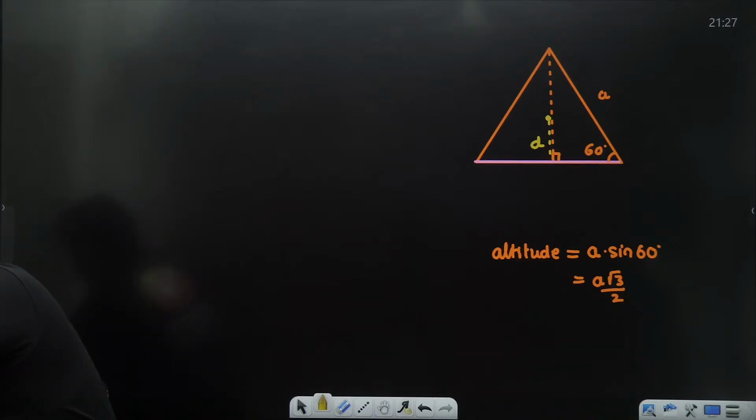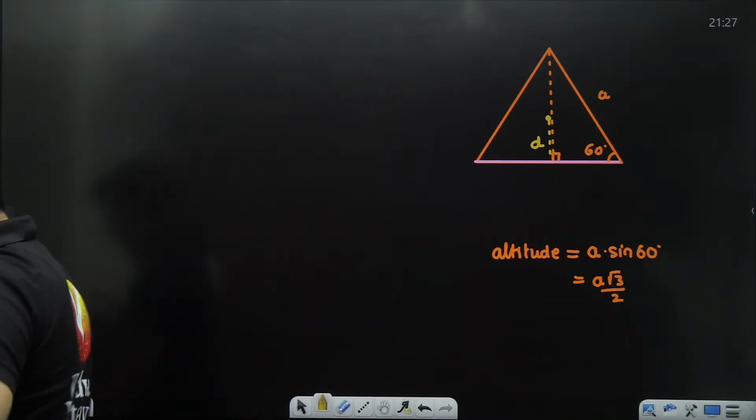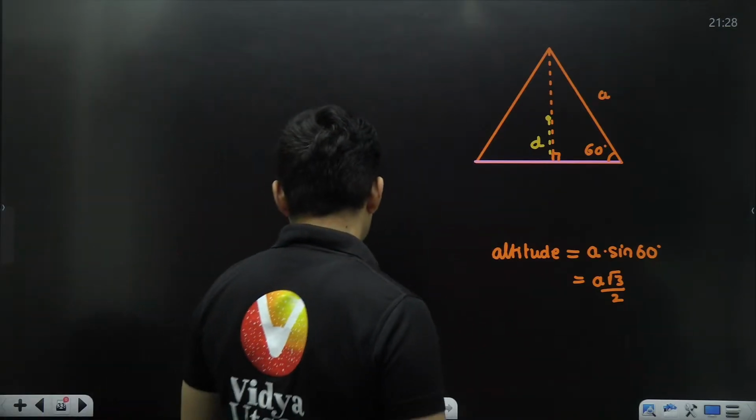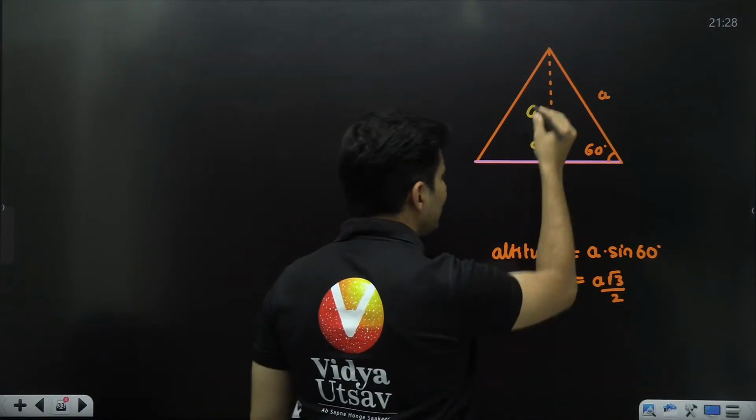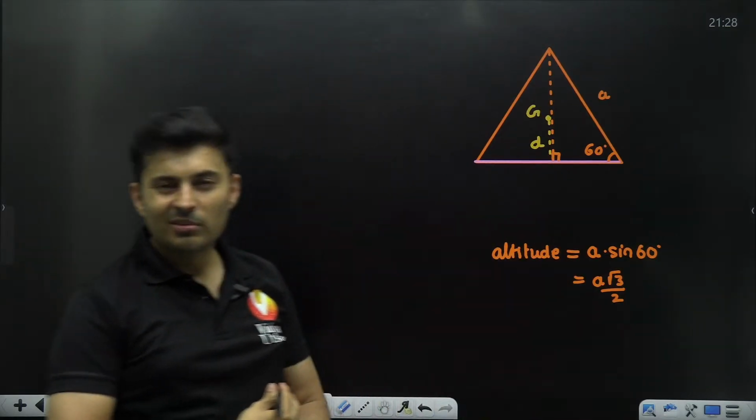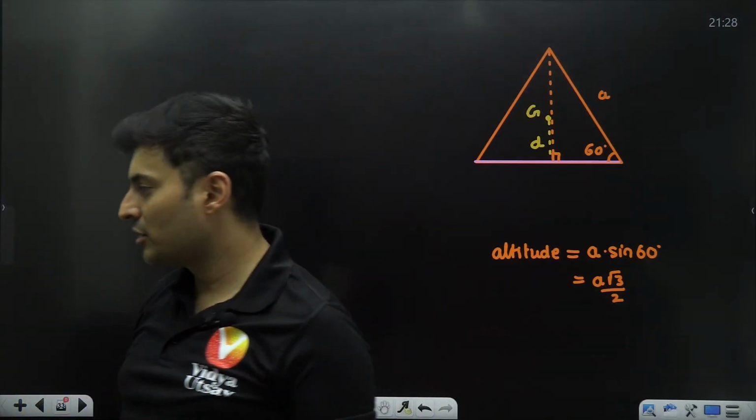Okay, fair enough. All right. So now what? Next, what do we do? Think about it. Yes, ratio of O and G. What is this point exactly? This is exactly the centroid. So it divides it in the ratio of 1:2.